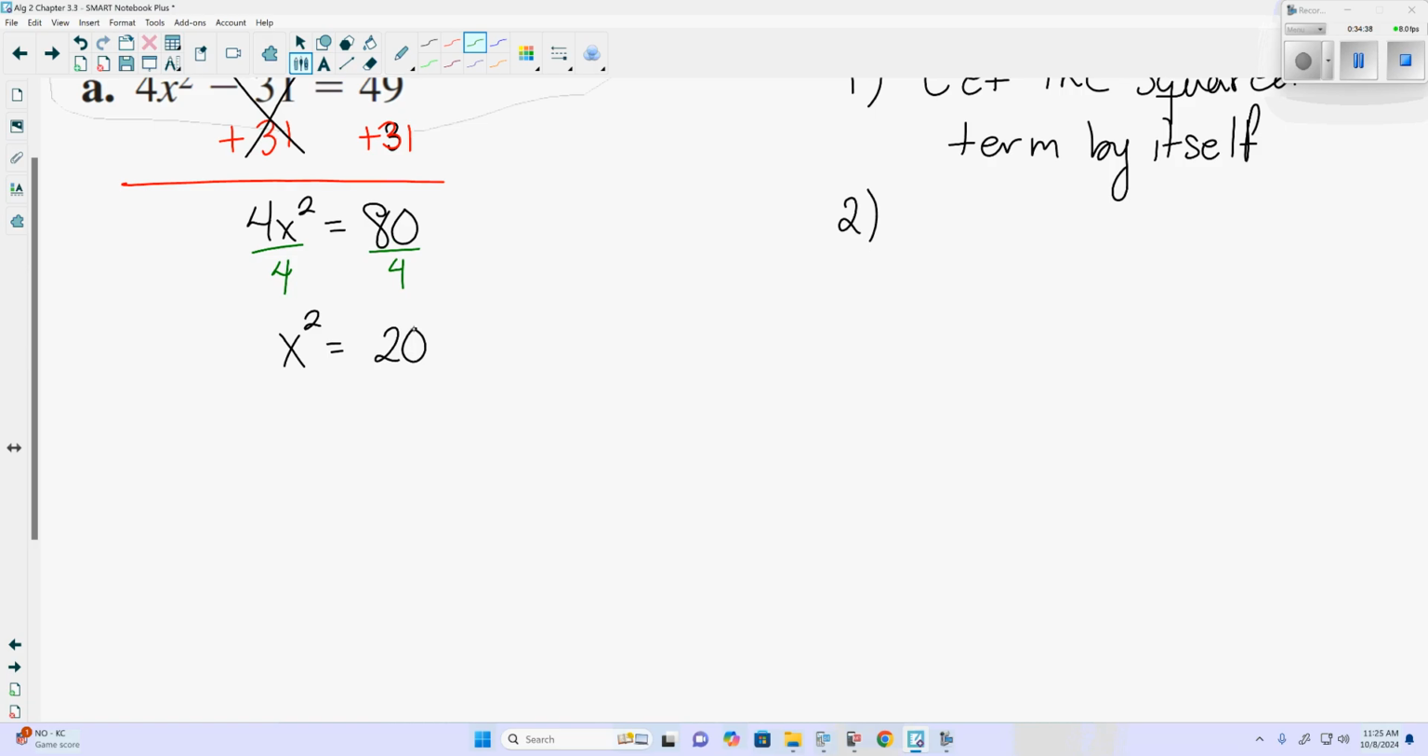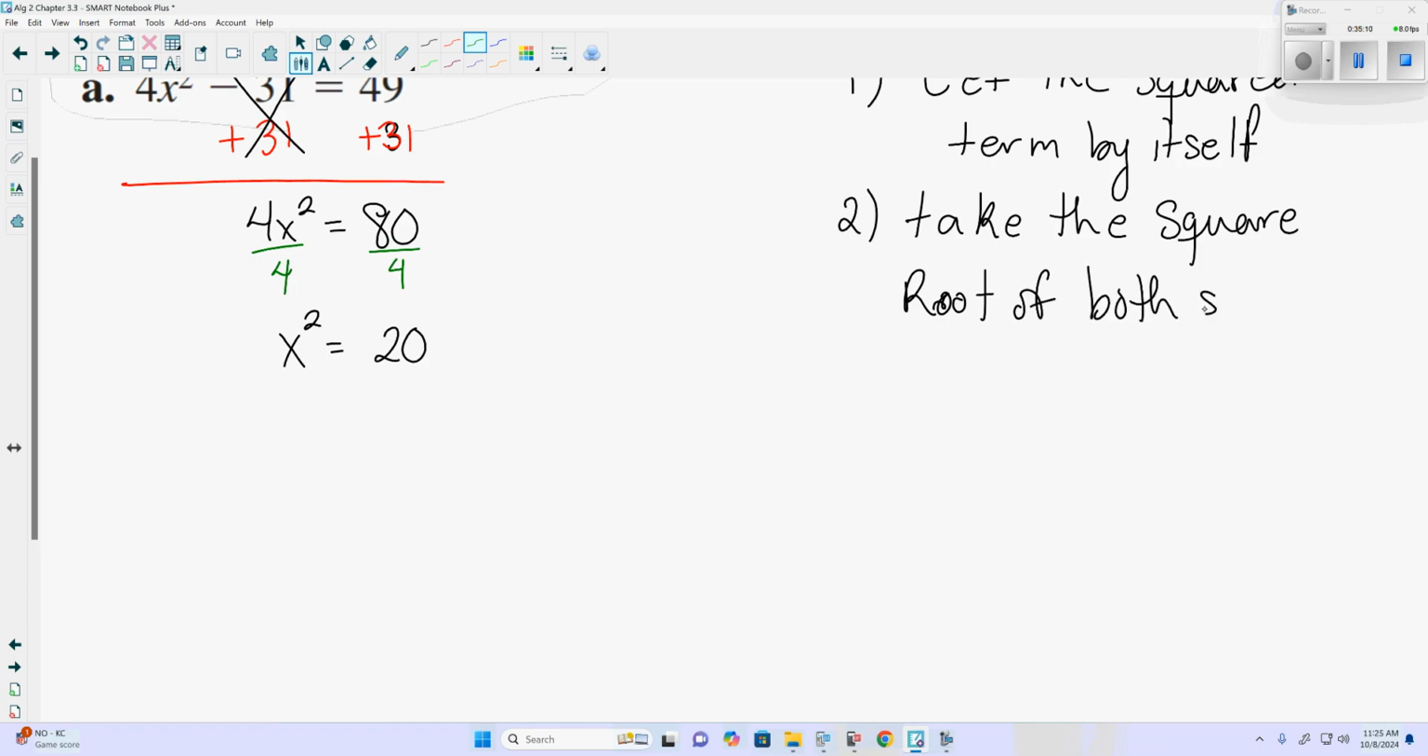Questions on how we got to this here? So we feel good about getting to this point. Well, what did we call this method? We called it the square root method. Because once we get the x squared, or the squared term, by itself, we're going to take the square root of both sides.